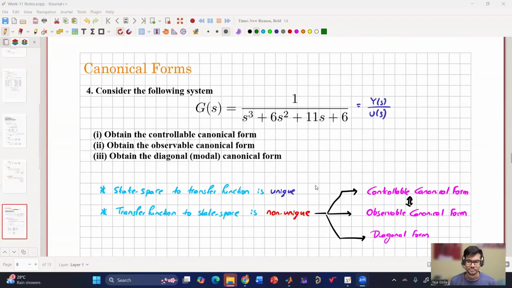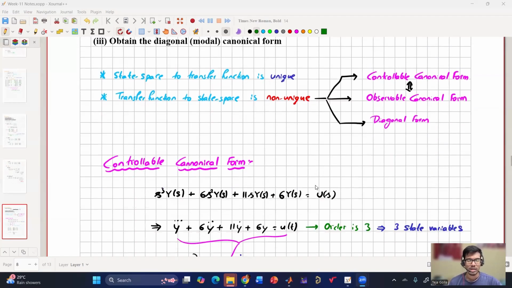Finally, moving to the canonical forms, where we are converting the transfer function to state space, which is non-unique. So we have considered three such famous possibilities: controllable canonical form, observable canonical form, and diagonal form. Controllable canonical form is simple.